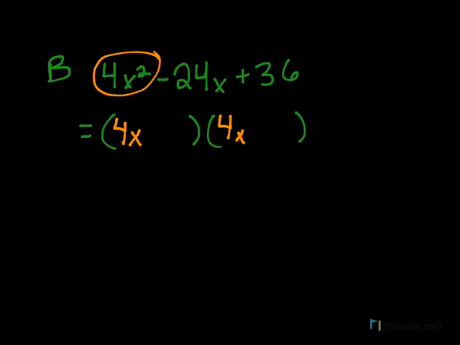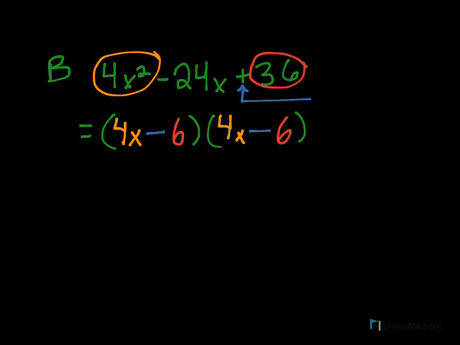Now we look at the last sign. The last sign is positive. That means these two signs are going to be the same sign. And because the sign in the middle is negative, we're going to use minus signs. So minus and minus. We're almost done. Now we're going to double check. What is the square root of 36? It will be 6. So 6 and 6.